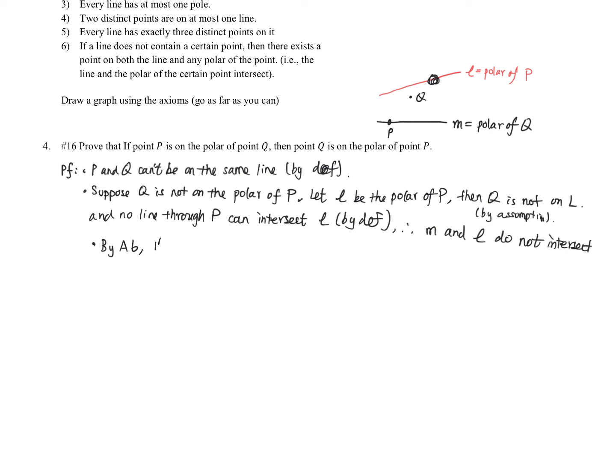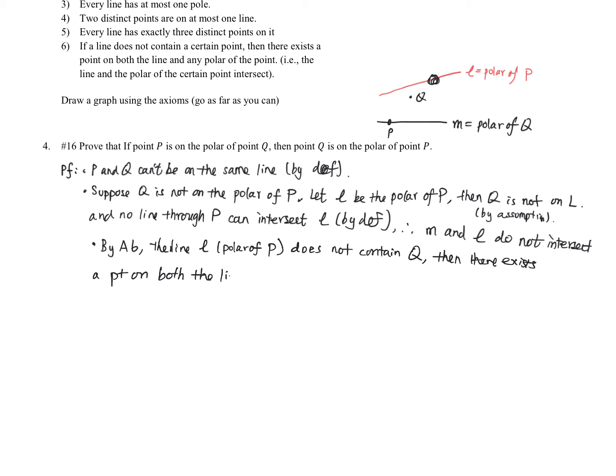So therefore by A6, the line L, which is the polar of P, does not contain Q. Because of that, by A6 there exists a point on both the line L and the polar of the point, M, which is the polar of Q. That is, L and M intersect. That's what I'm trying to highlight.